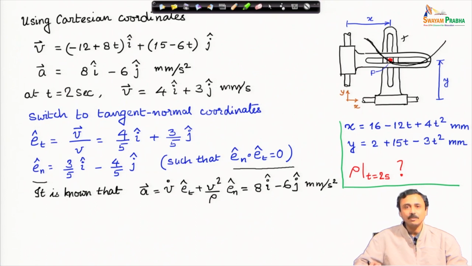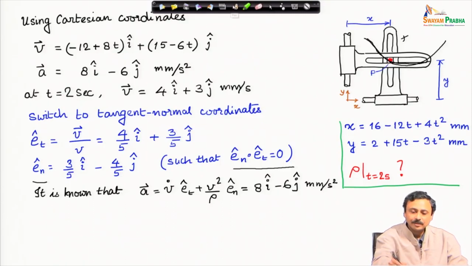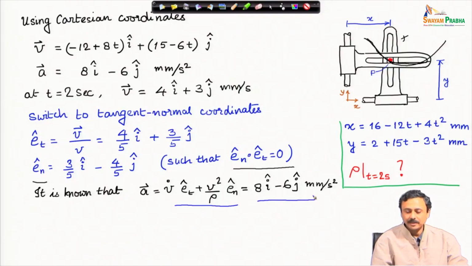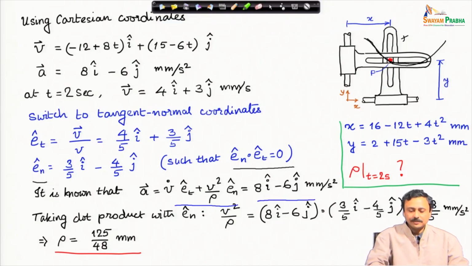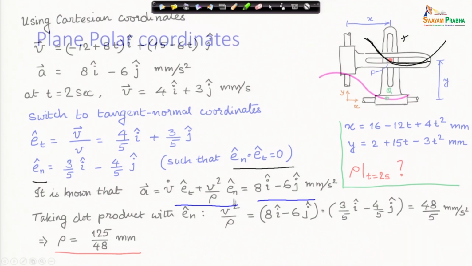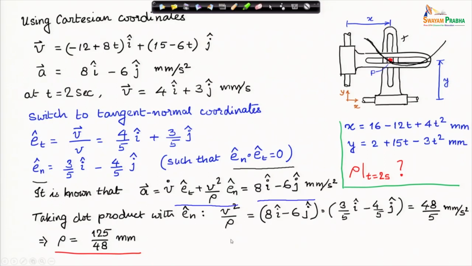This is the acceleration of the pin. It is represented in the tangent normal coordinates by this expression, and its actual expression is this. Therefore, I have to now find out rho from here. Now, what do I do? I dot product both sides of this acceleration with e_n cap. So, if I dot product the left hand side of this acceleration expression, I get v square by rho.